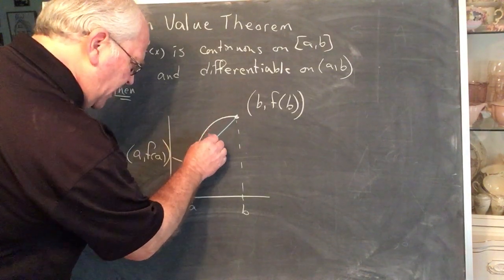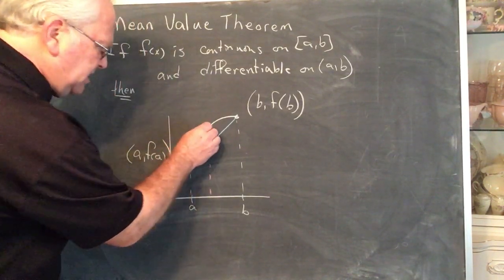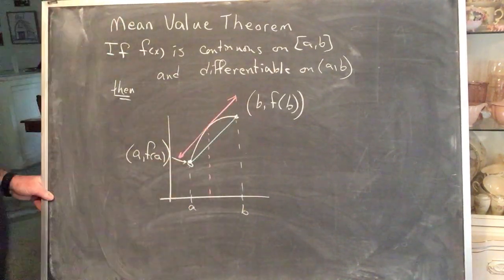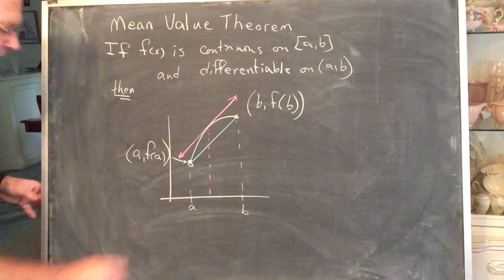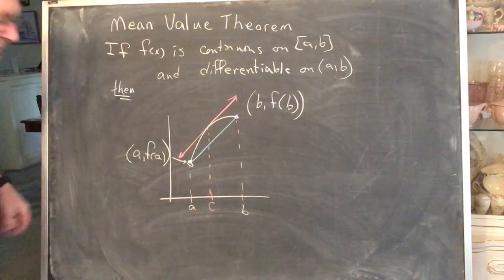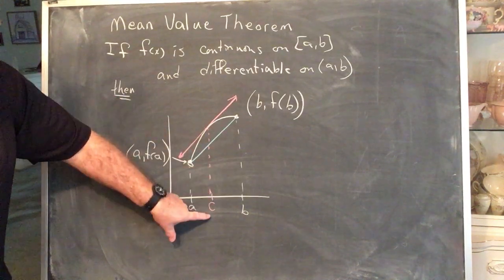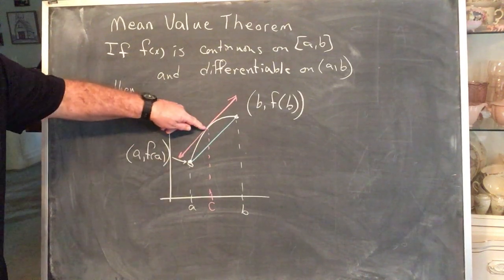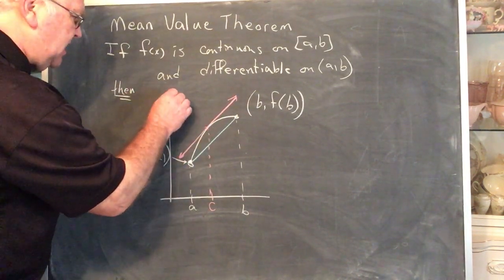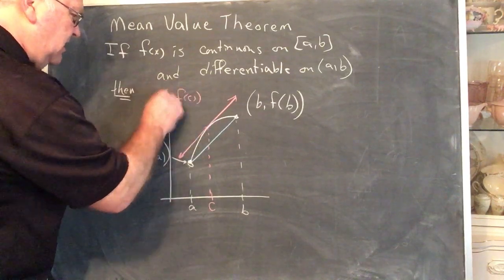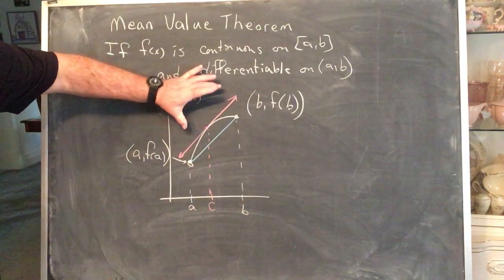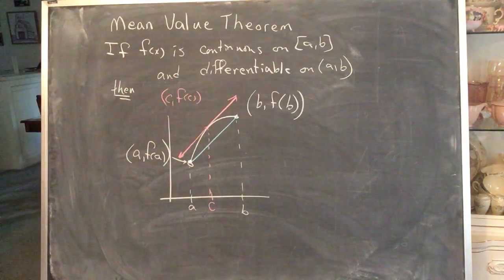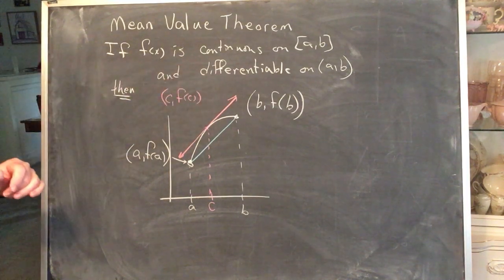And within the limits of my not very well drawn picture, it looks as though that is approximately the point we're looking for. The mean value theorem says there must exist a value C between A and B. The C must be between A and B. It must be in this open interval. And at that point, this point is C comma f of C. At that point, the tangent line is parallel to the secant line. That must be true no matter what curve we start with.